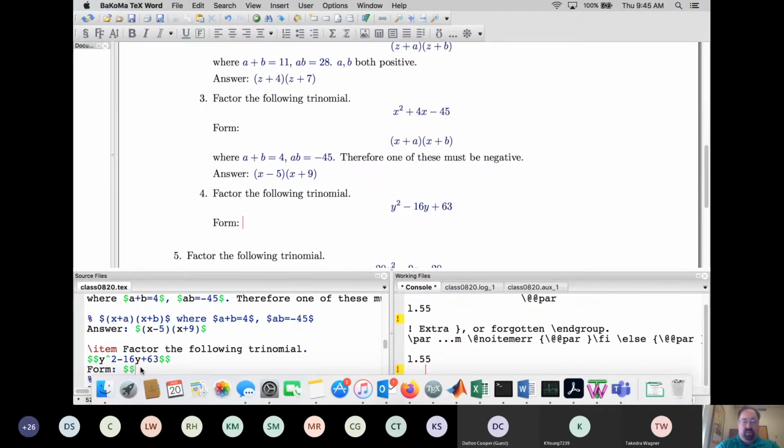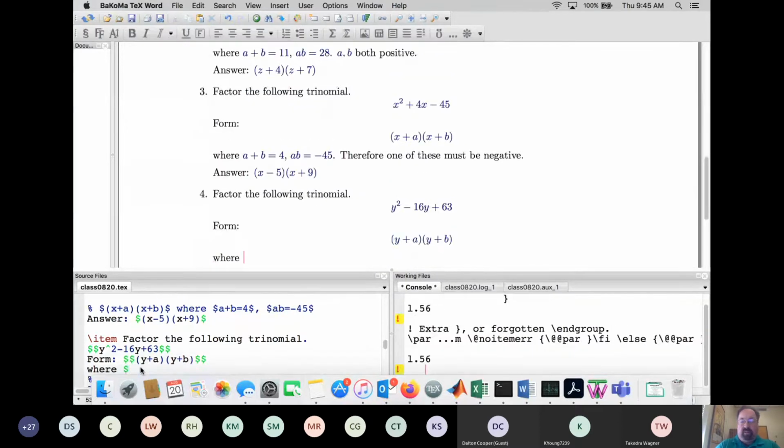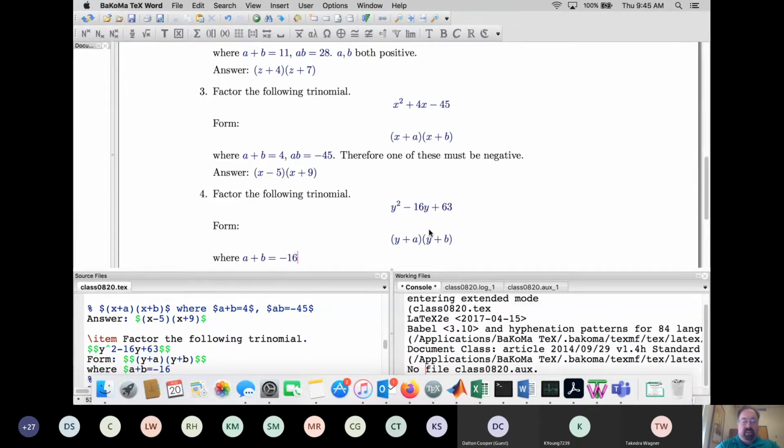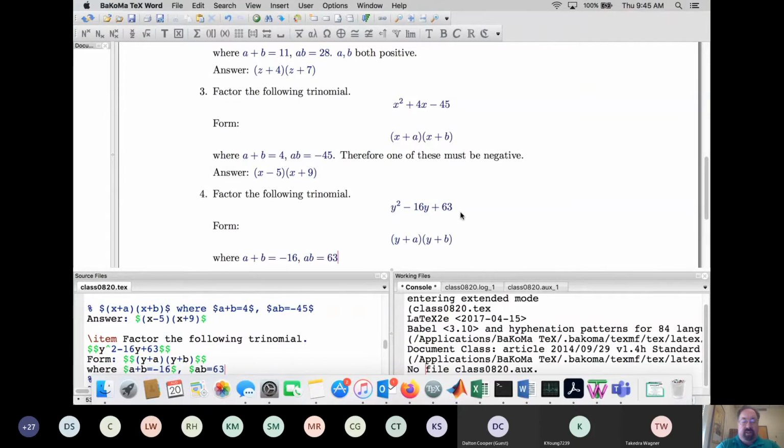One more of this type. Here we have a plus b is equal to minus 16, but a times b is equal to plus 63. What does that tell us? Two examples ago we had both positive. Here, one of them needed to be negative. What can we say about the sign of these in this case? Both of them need to be negative. Both must be negative because their product is positive, but their sum has to be negative.